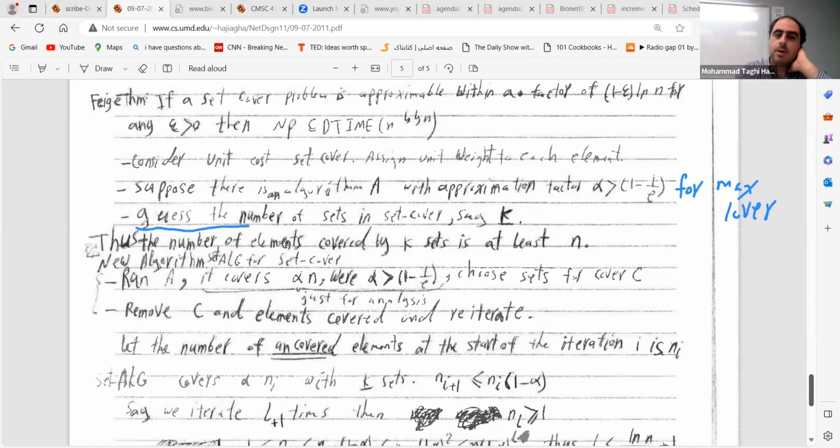What do we do? Guess the number of sets in the set cover instance. I want to create from this algorithm A an algorithm for set cover. For the set cover problem, again with no weights and no costs, I can guess the solution size, K. What does guess mean? Try all possibilities, and then take the best solution. Say the solution has K sets. So I know that the number of elements which are covered by K sets is at least n, by definition, because I know that there is a solution of size K.